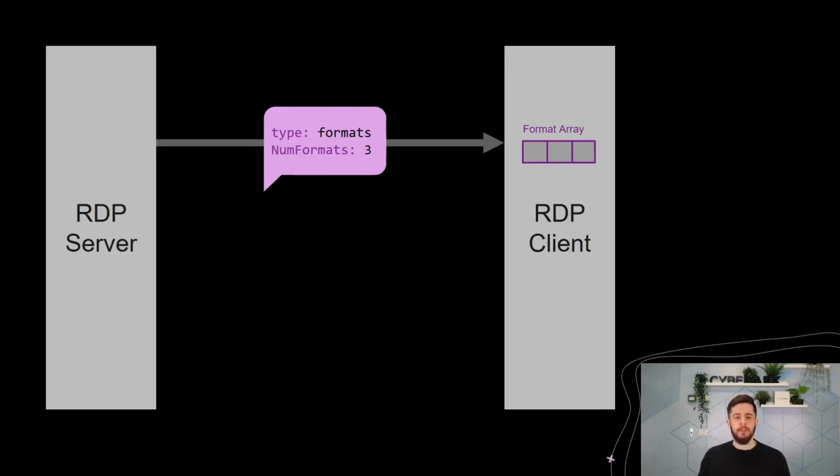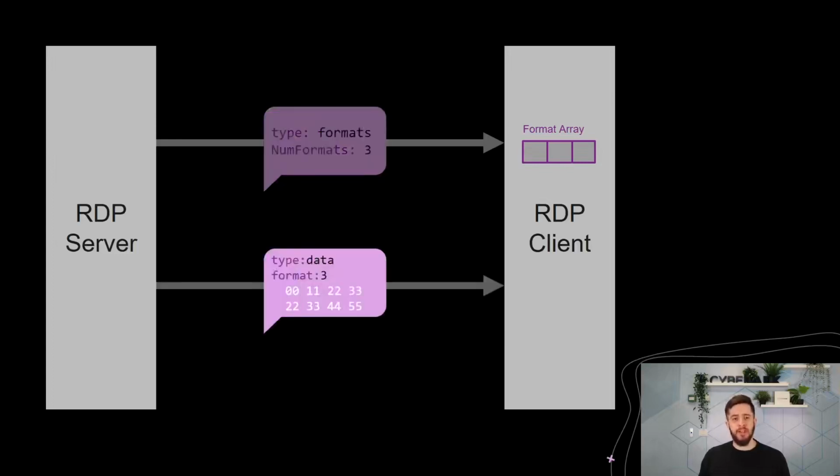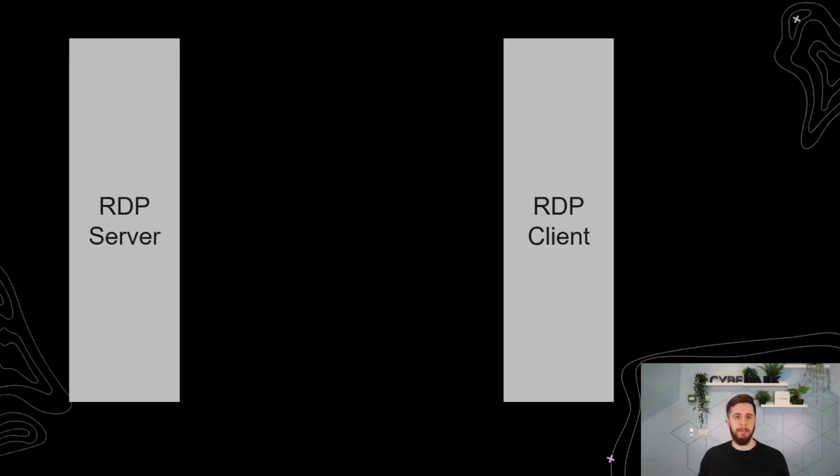Then the server is practically free to send sound data in any of the formats that were announced before. And then the client uses the format index to process the data. Here in this example, you can see 3 formats being announced, and then 1 data packet that is using the 3rd format. So no issues here.